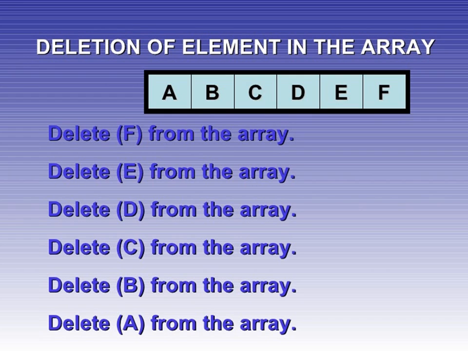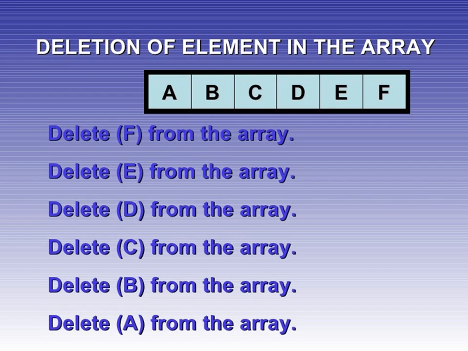And the traverse operation is nothing but visiting each and every element in the array. First we need to visit A. Visiting is nothing but simply displaying the elements. First display A, then display B, then C, then D, then E, then display F. So this is traversing of an array.